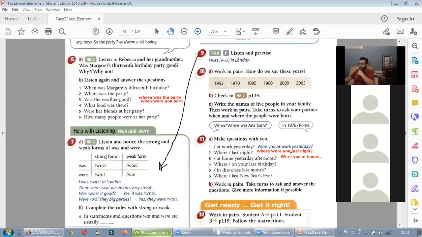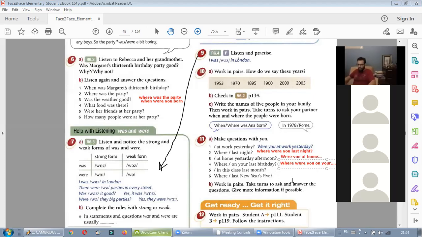All right, what about number 4? Where were you on your last birthday? Right. Where were you on? I forgot you. On your last birthday. All right. Okay. Good.